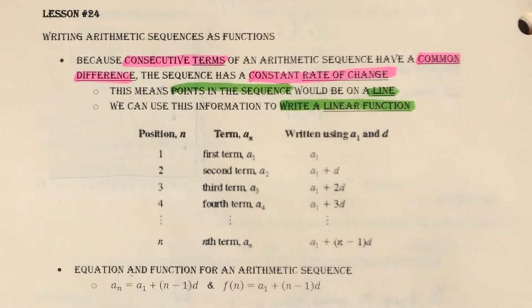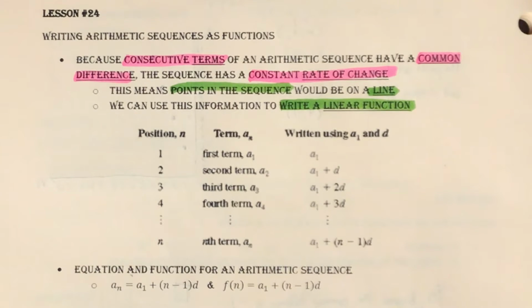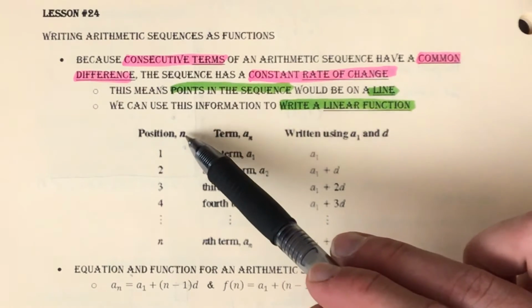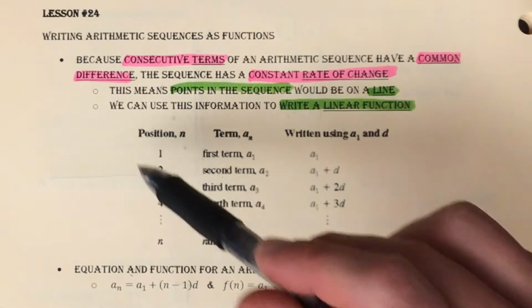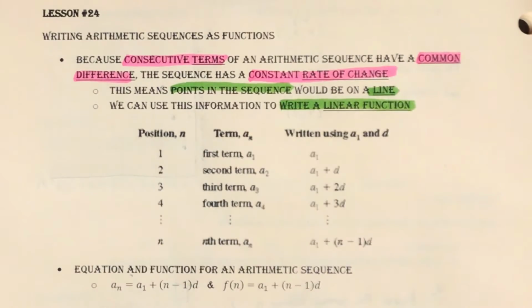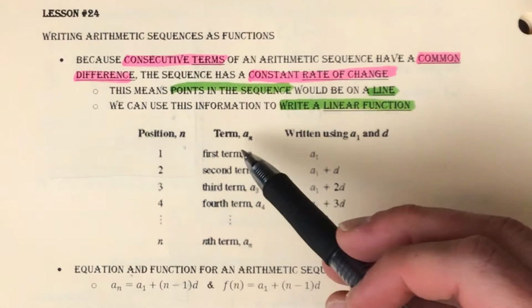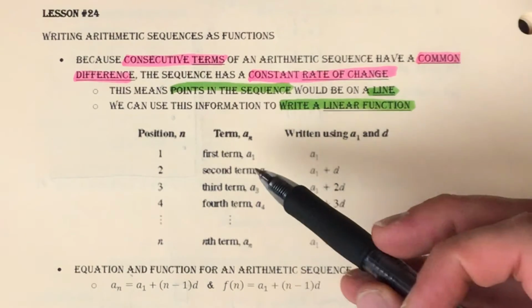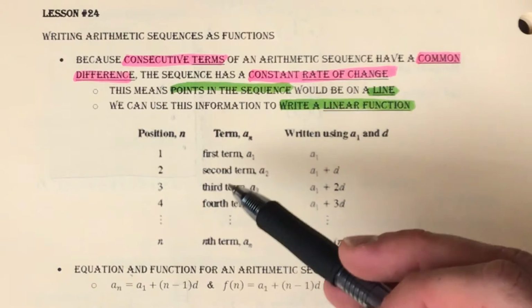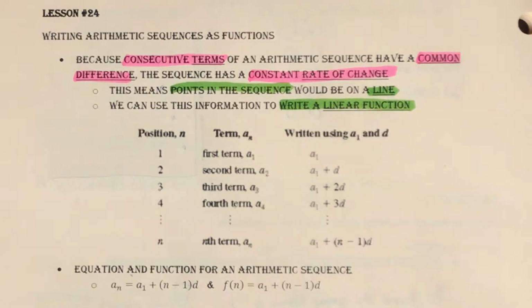Now, here's a chart that's in your book, and I just want to point out a couple of things on it. It's a simple way to figure out what is going on in an arithmetic sequence. We talked about position, where it is in the sequence: first term, second term, third term, and so on. We also talked about a of n, the actual term itself: the first term, the second term, the third term, what the numbers actually are.